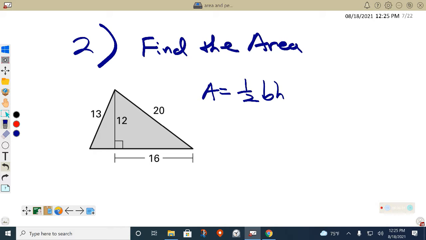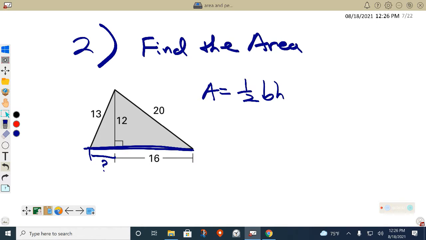What would be the base? The bottom spot. But of the whole triangle, it's going to be this plus this stuff too. And we don't know that part. So in other words, the base of the triangle is from here to here.